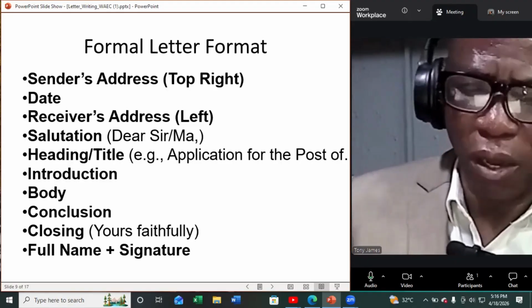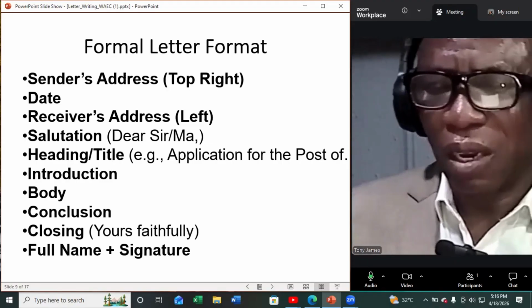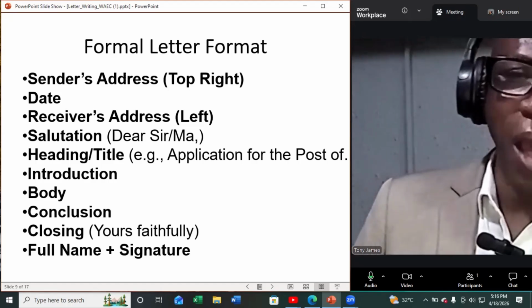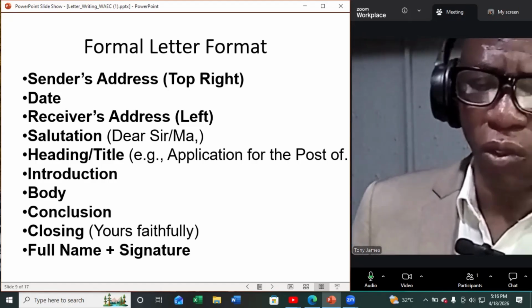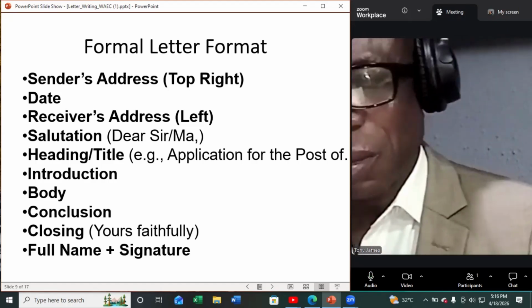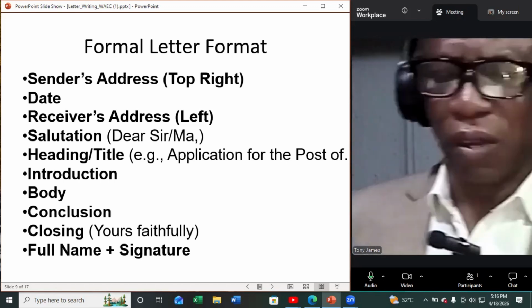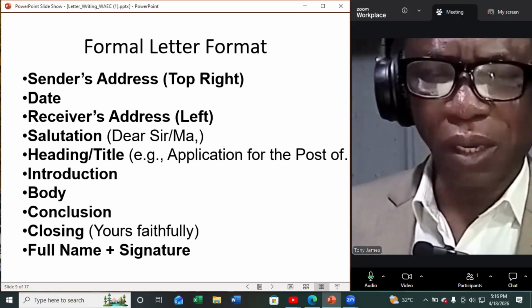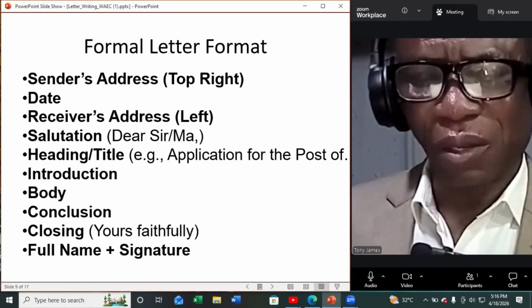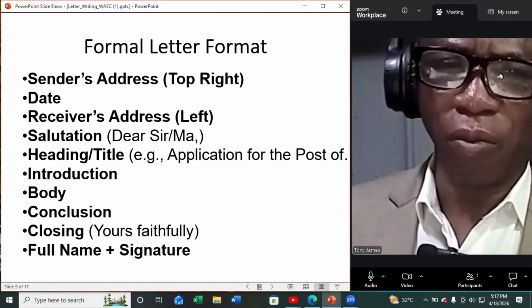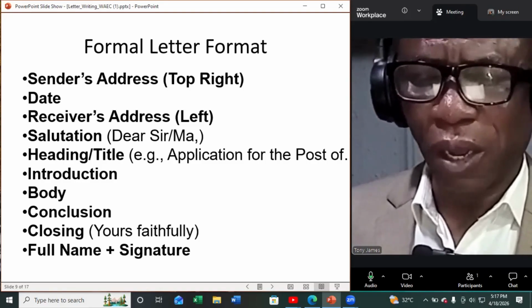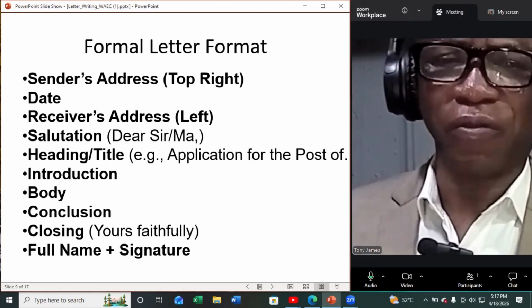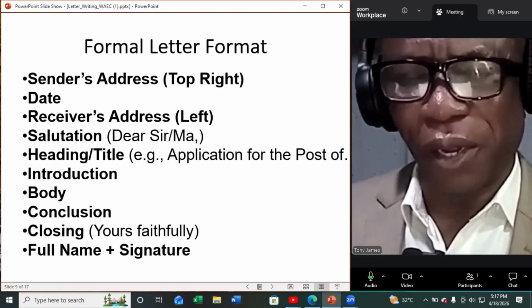Yours faithfully. And students should take note in writing the Yours faithfully, the Y of the Yours will be capital, and the F of the faithfully is going to be a small letter. So don't write capital F. It's only the Y of Yours that will be capital. The faithfully will be small letter. Then you will have to put a comma after the faithfully.